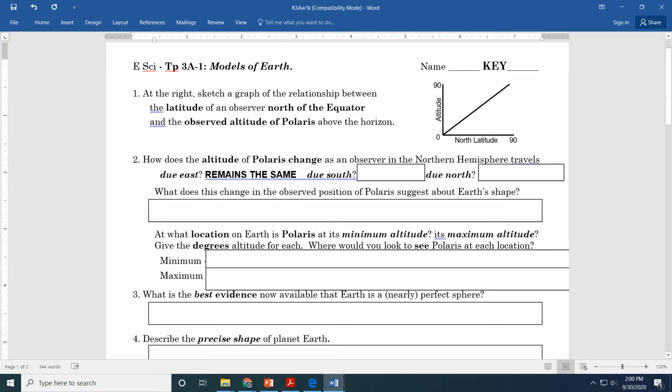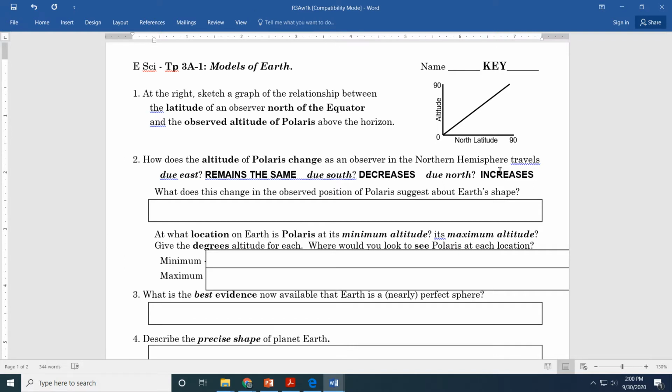So speaking of, if you travel south, what's going to happen to the altitude of Polaris? South means going to lower latitudes, so Polaris is going to get lower in the sky. It's going to decrease its altitude. And opposite of that, if you go north, it's going to increase in altitude.